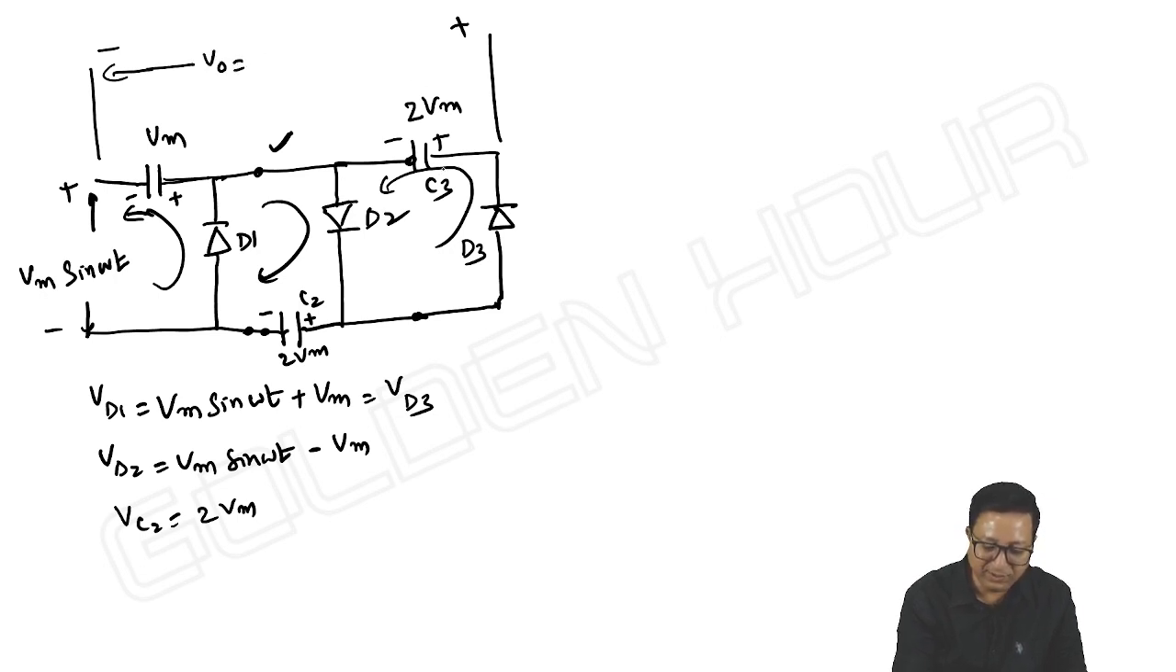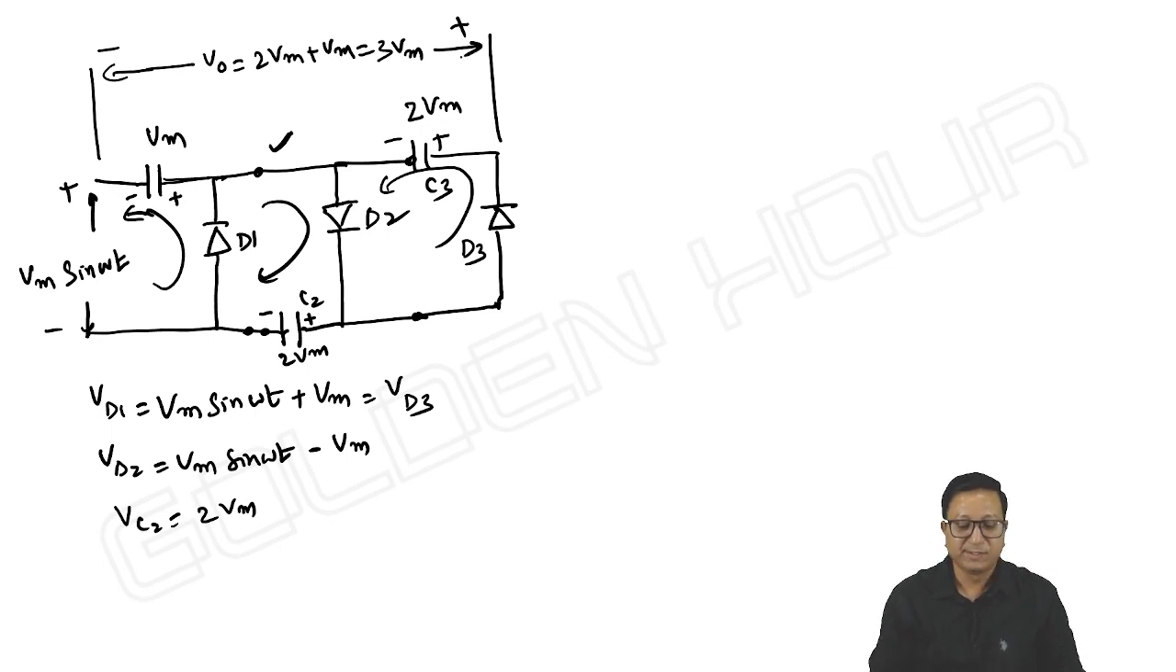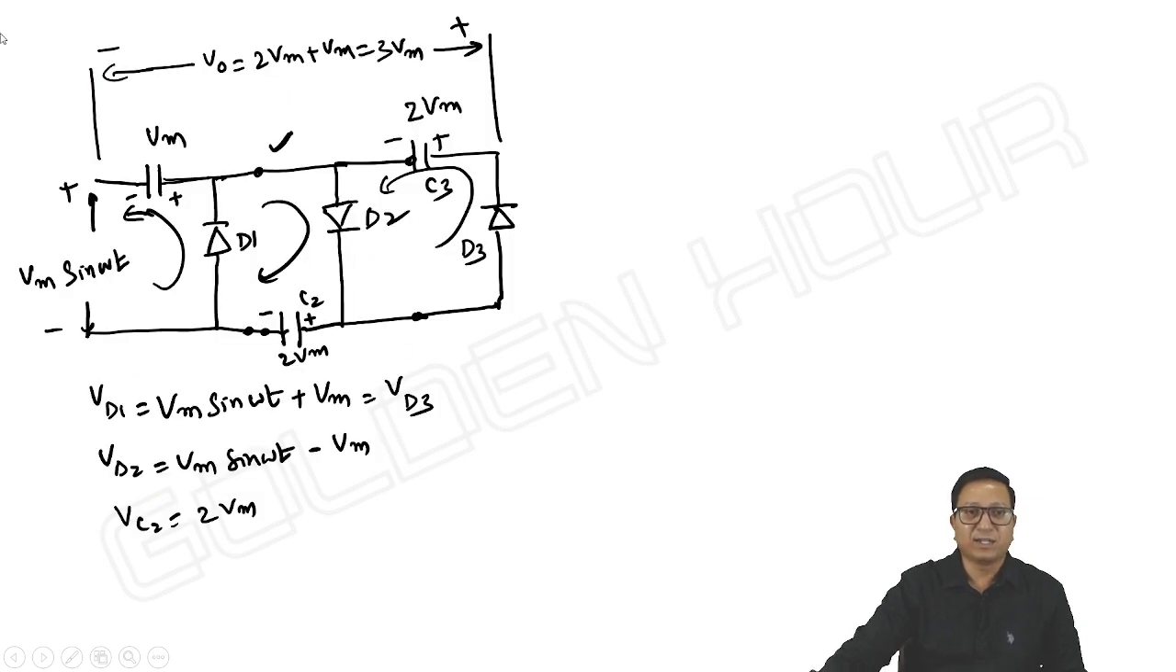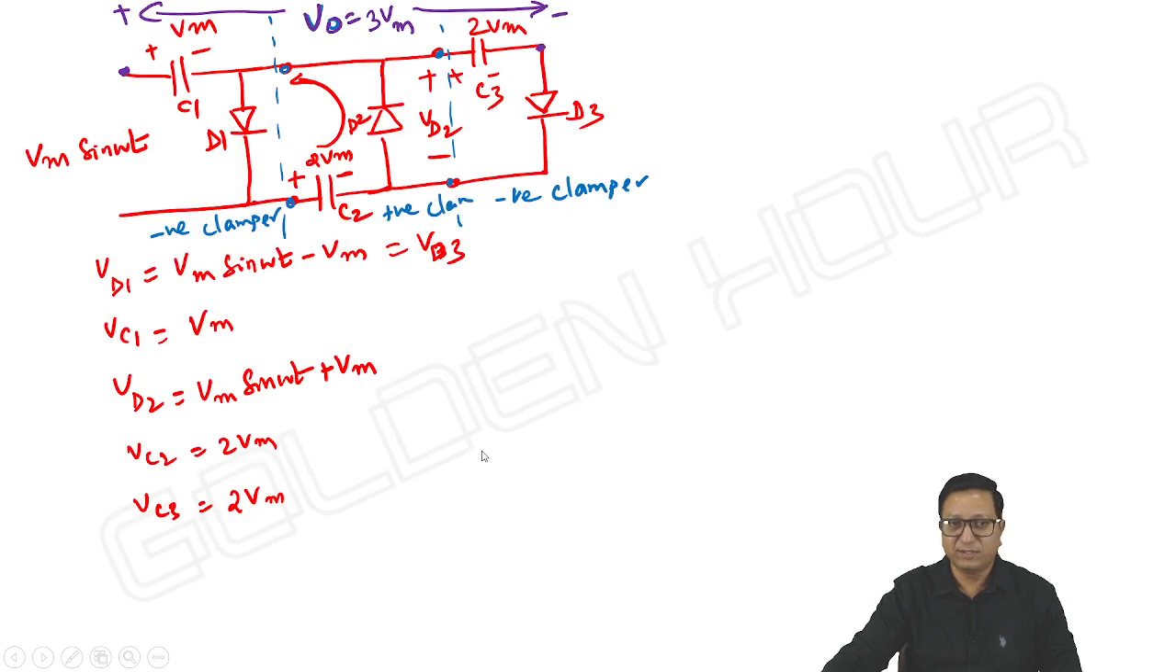Overall output is equal to 2Vm plus Vm, it is 3Vm. That's it. See, in the earlier case, the output polarities are from left to right. Now, in this case, the output polarities are from right to left. That is the only difference. So, we can take the voltage tripler circuit either this way or this way. Both are correct.